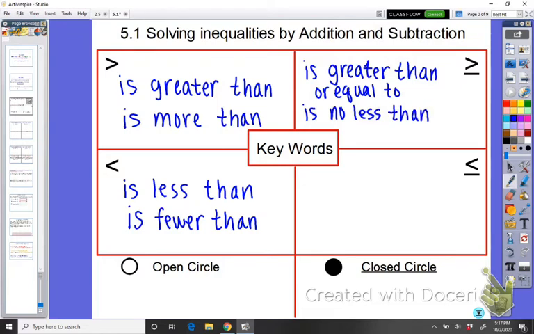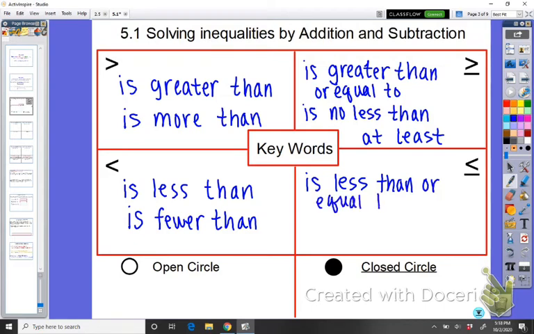And another one that comes up in word problems a lot is at least. So you'll see that come up quite a bit. And then the one below is less than or equal to. Is no more than. And like I said, in the word problems, they like to use at most for this one.